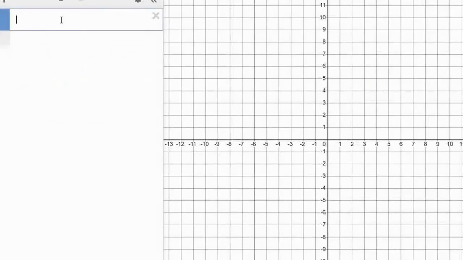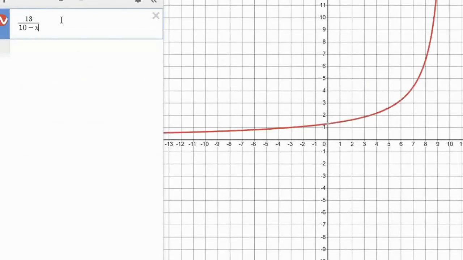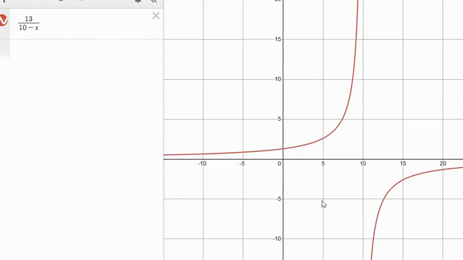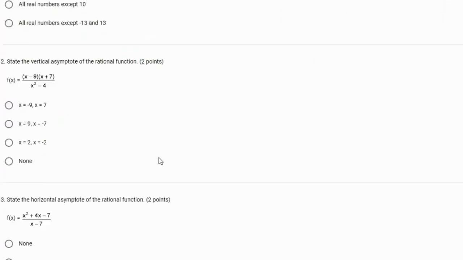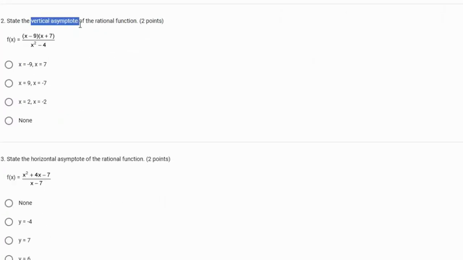13 over 10 minus x. Yep, look, there's a place where there's an x that's not included. It goes to negative infinity and goes to infinity, except for where x equals 10 right there.